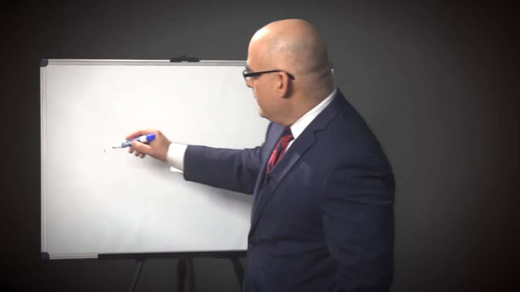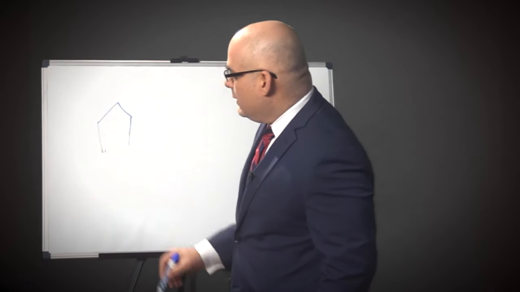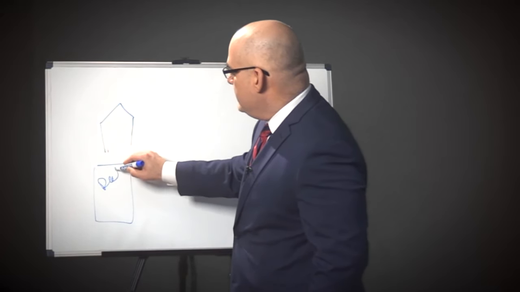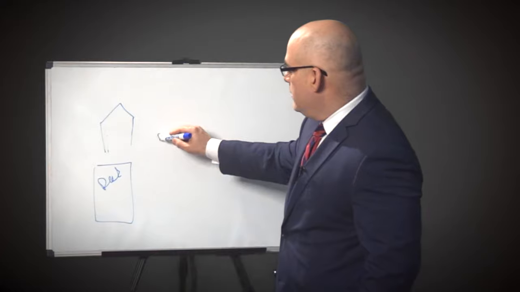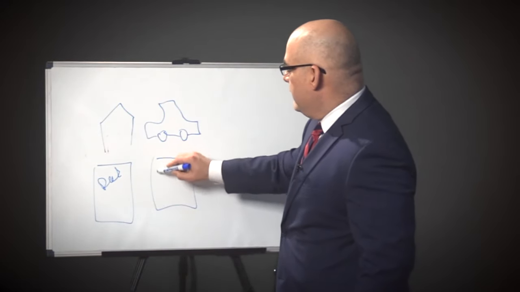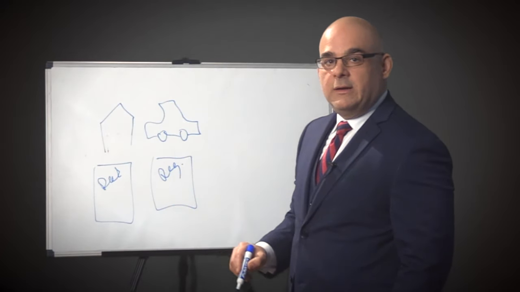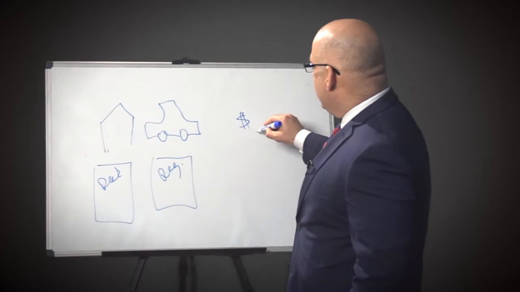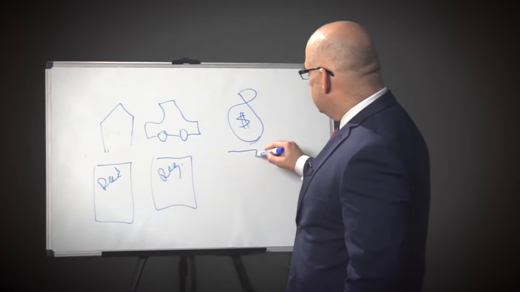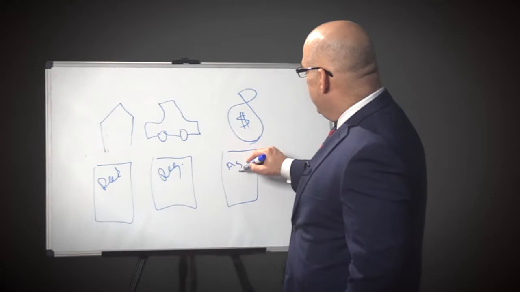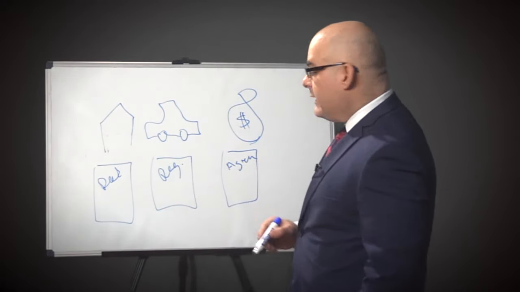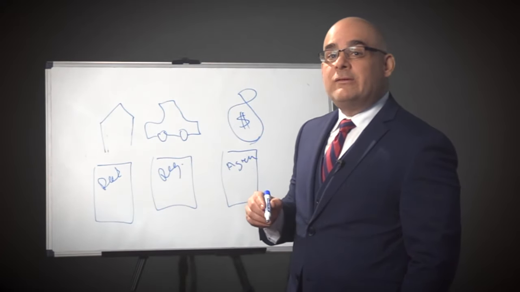For example, a house, and I'll draw one here for you, is owned by, as you all know, a deed. A car is a registration at the Secretary of State, and that'll tell us who the owner is. Or if we're talking about a bank account, remember how you go to the bank and you open an account, you sign a document. That's a deposit agreement. So that agreement, these will tell us who the owner is. So we look at these underlying documents and it'll tell us who the owner is. That'll tell us what happens at death.